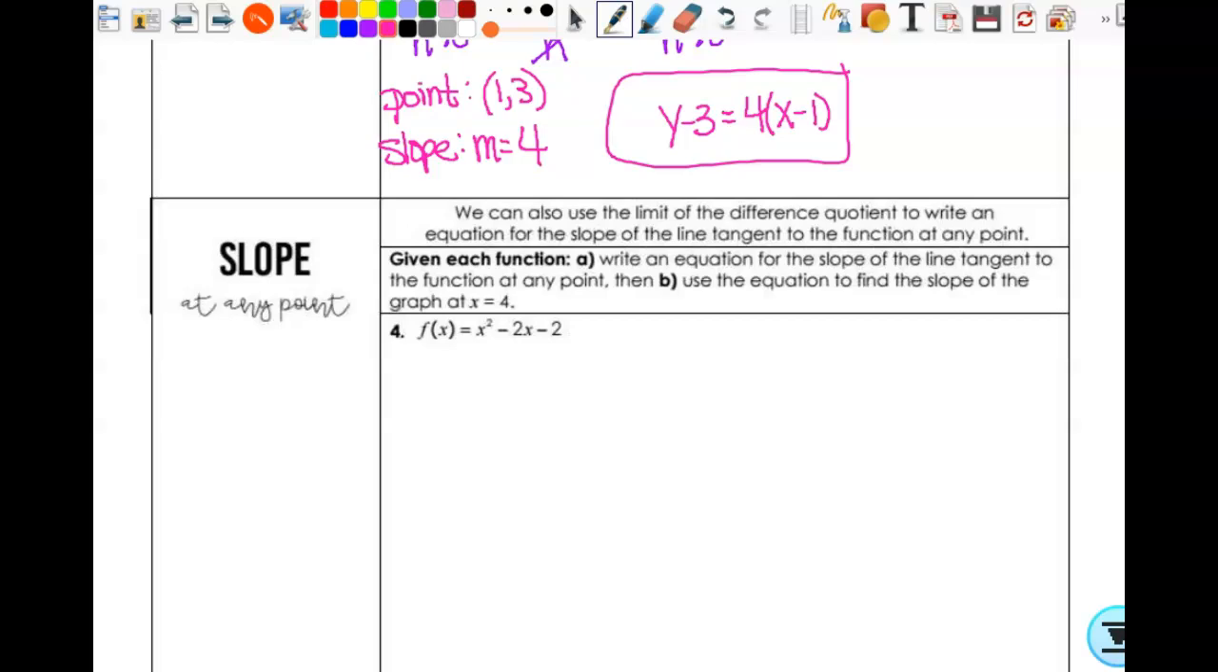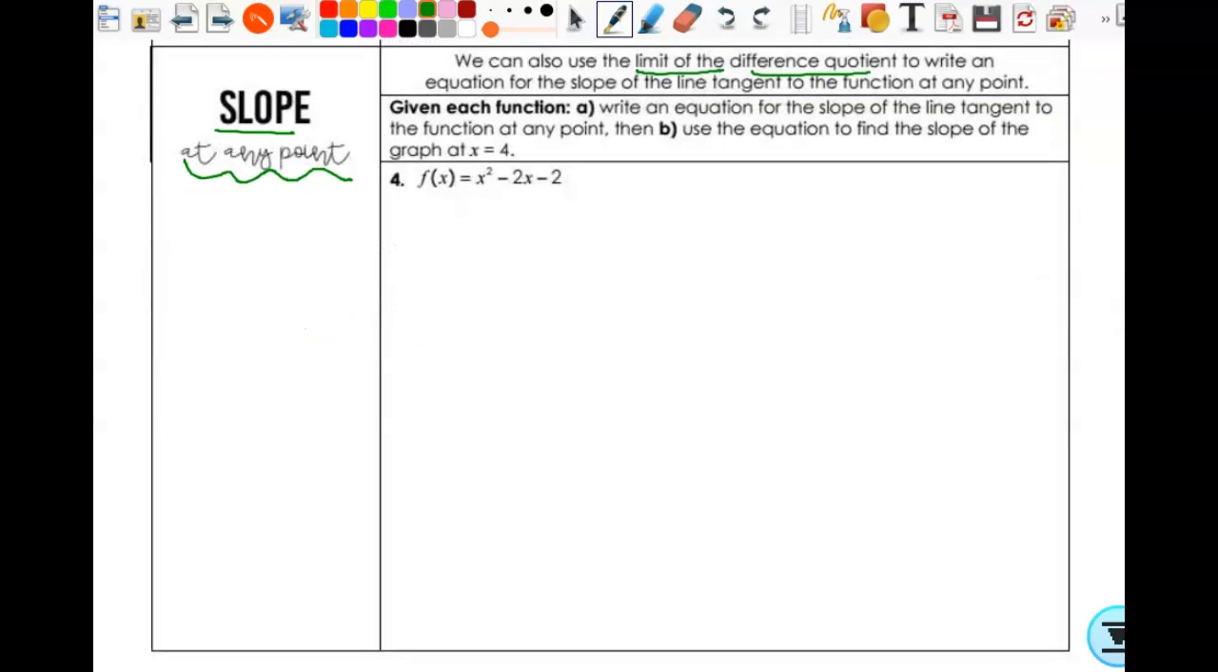have? Okay, so one more process with this. We are looking for the slope at any point. So slope at any point. So not just when x equals 1, not just when x equals 3, or whatever the other ones were. We're going to come up with an equation for the slope. So this is my slope equation, meaning if I want my instantaneous rate of change when x is 2 or when x is 5, I can just substitute them into there. So it says we can also use the limit of the difference quotient to write an equation for the slope of the line.